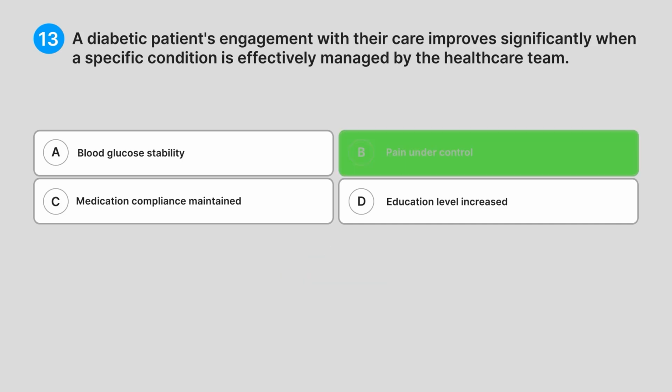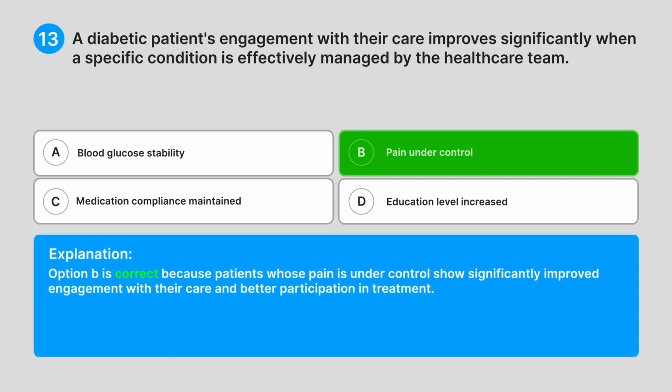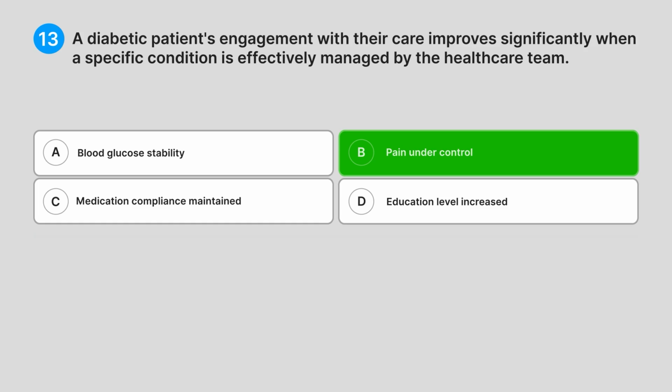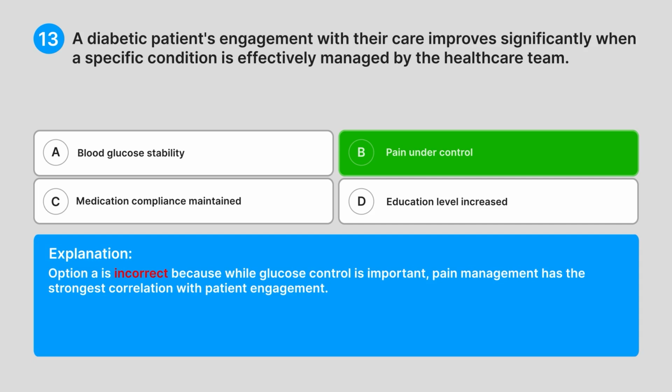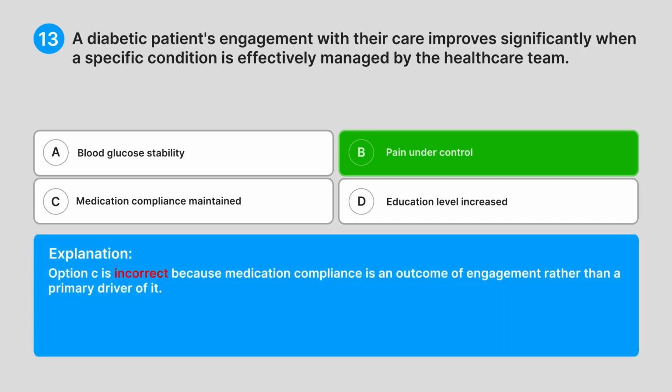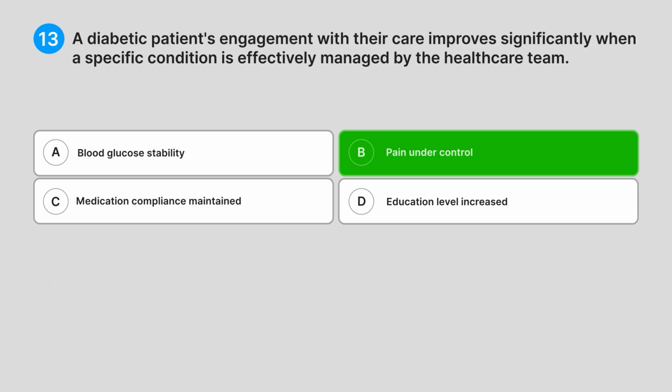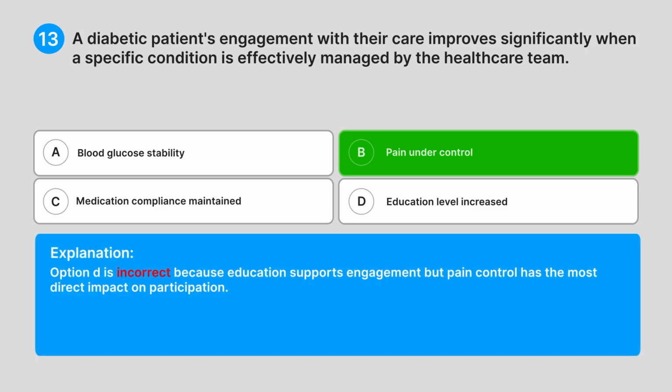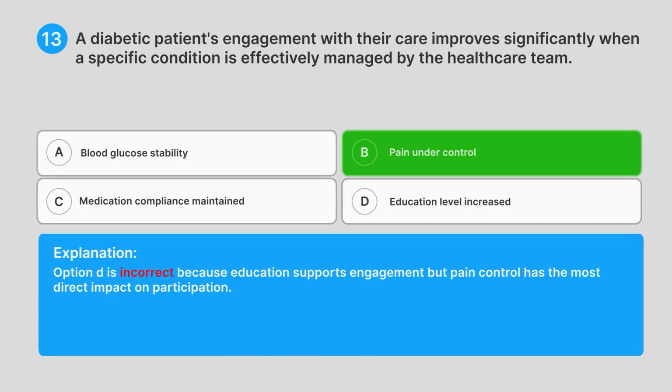Correct answer, B. Pain under control. Explanation. Option B is correct because patients whose pain is under control show significantly improved engagement with their care and better participation in treatment. Option A is incorrect because while glucose control is important, pain management has the strongest correlation with patient engagement. Option C is incorrect because medication compliance is an outcome of engagement rather than a primary driver of it. Option D is incorrect because education supports engagement, but pain control has the most direct impact on participation.